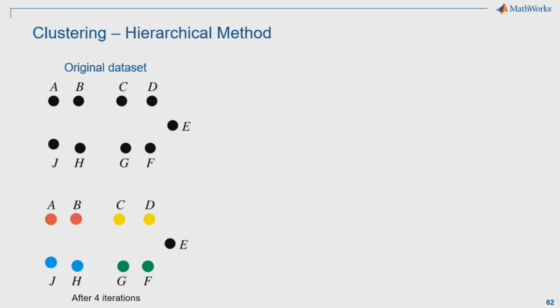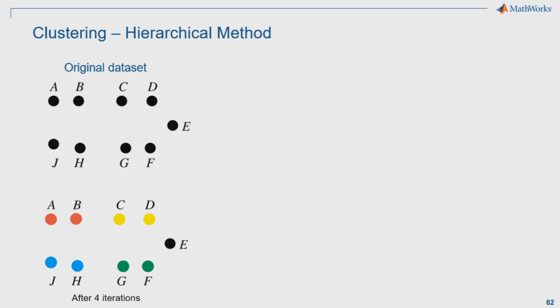Conversely, if you have a divisive approach, it would be done in the opposite way. You would start with all the points belonging to the same cluster, and at each iteration you would divide this cluster into different subclusters, and so on and so forth, depending on the metric that you define for the distance between the points and the clusters.